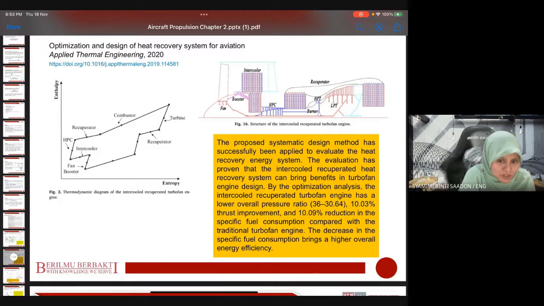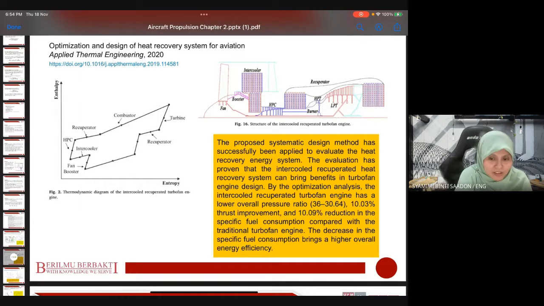And the intercooler concept. So what are the major findings from this concept? From this proposed design, the proposed systematic design method has successfully been applied to evaluate the heat recovery energy system. The evaluation has proven that the intercooled recuperated heat recovery system can bring benefits in turbofan engine design. They also did the optimization analysis: the optimized intercooled recuperated turbofan engine has a lower overall pressure ratio, improvement of thrust, and around 10% reduction in the specific fuel consumption compared to the conventional traditional turbofan engine.